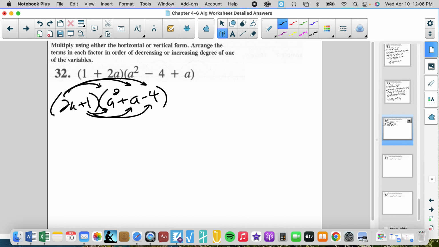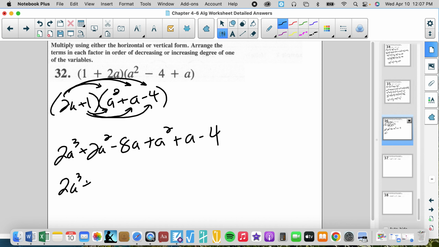So 2a times a squared is 2a cubed. 2a times a is 2a squared. 2a times negative 4 is negative 8a. 1 times a squared is a squared. 1 times a is a. 1 times negative 4. So I just cut out that one step. Now I still should reorder plus 2a squared plus a squared minus 8a plus a minus 4.